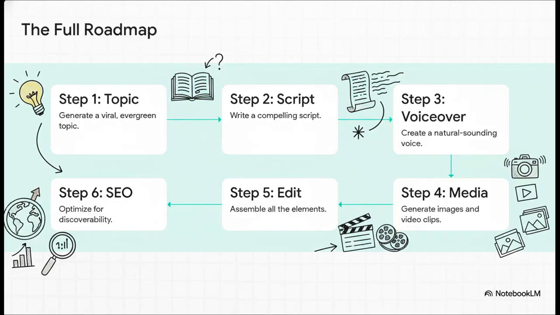So here it is. This is the entire roadmap. First, we'll find a viral topic. Then we'll write a killer script, which, by the way, is arguably the most important step of all. After that, we'll create the voiceover, generate all our visuals, edit it all together, and then finally, we'll tackle these super important bonus steps that'll help you get discovered. So let's get into it.